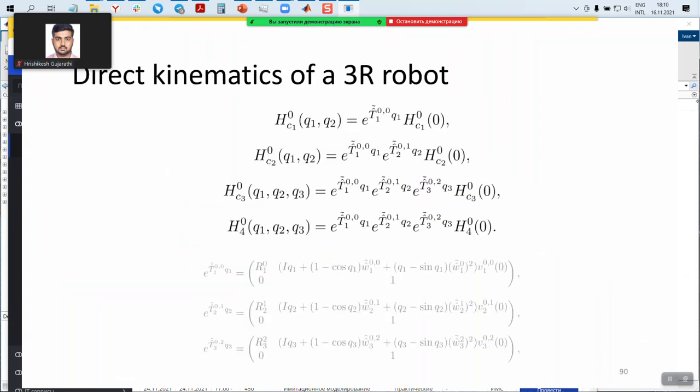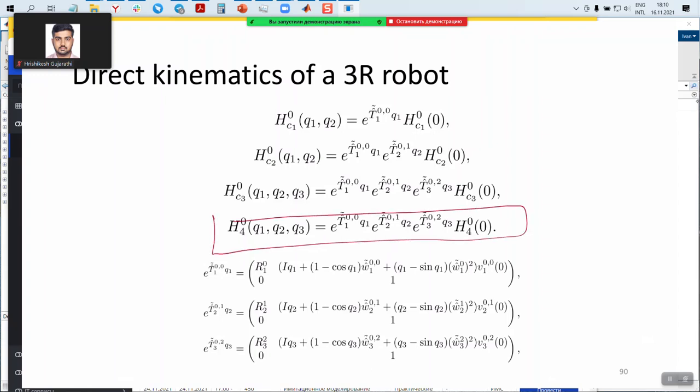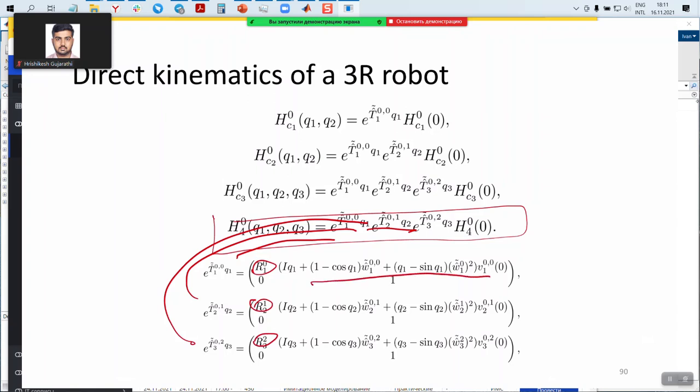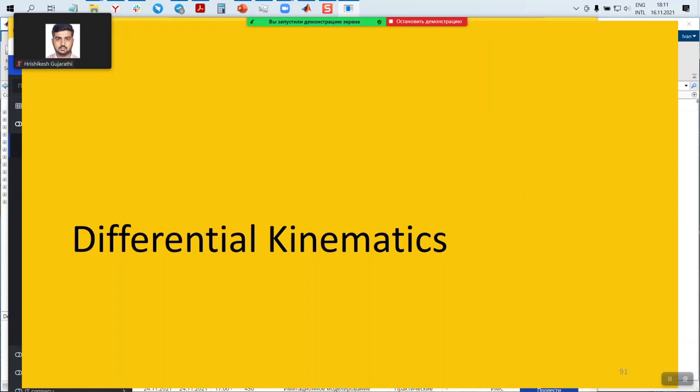And now you just can use this product of exponentials formula to calculate direct kinematics. And all of the components, you can see equations here. And in order to solve this stuff, you need just Rodrigues formula. This is quite obvious how to solve it, just linear algebra. And if you will do this, you will get the direct kinematics.